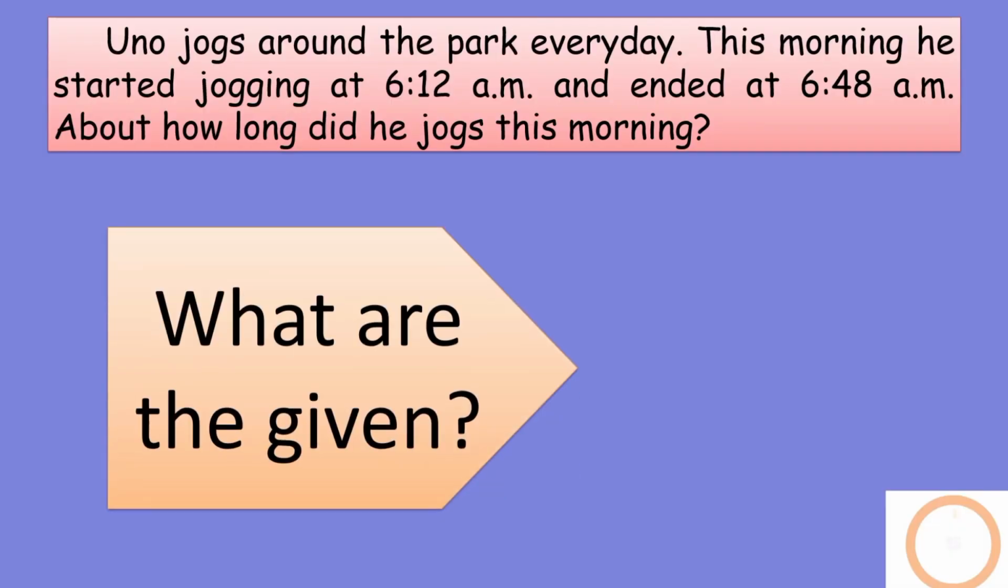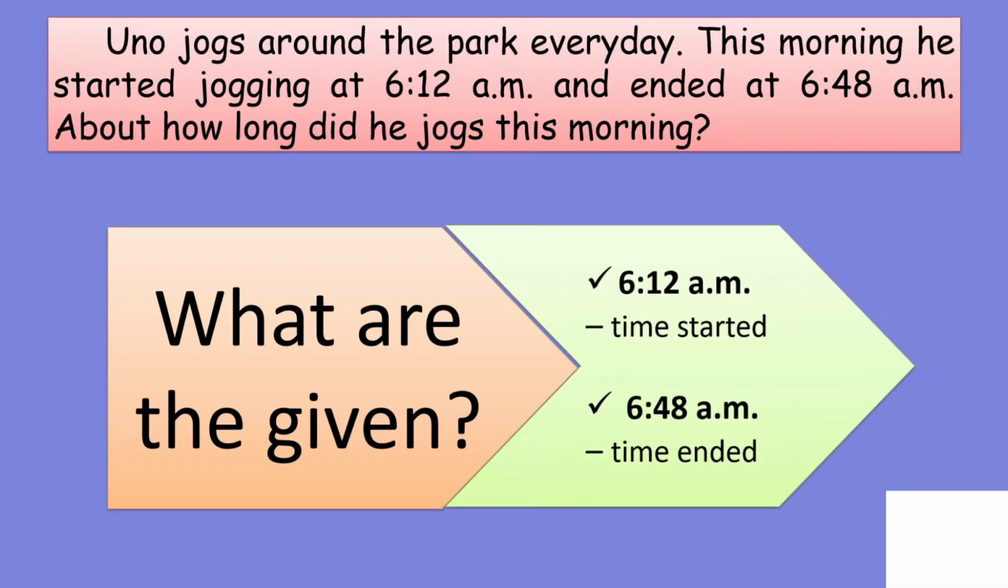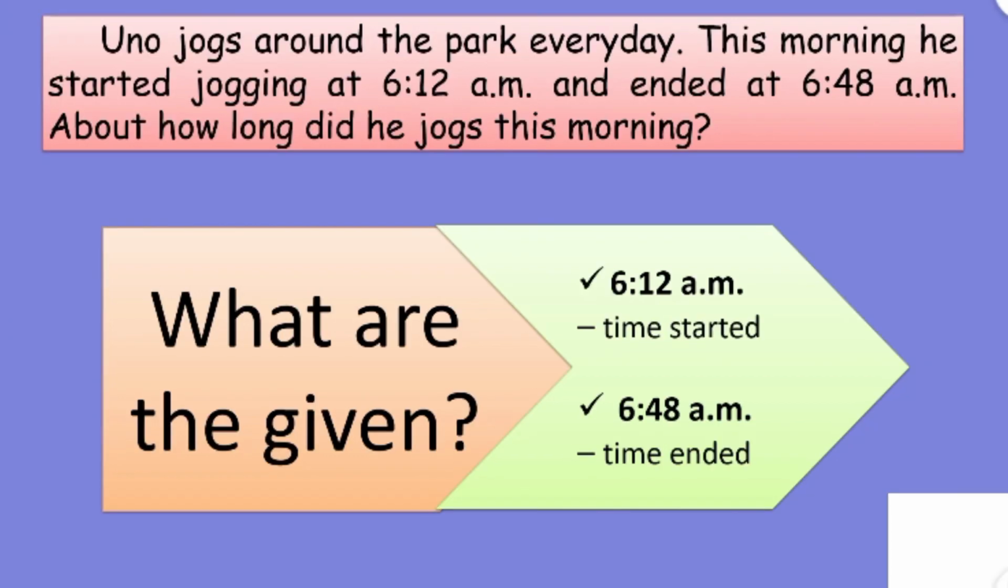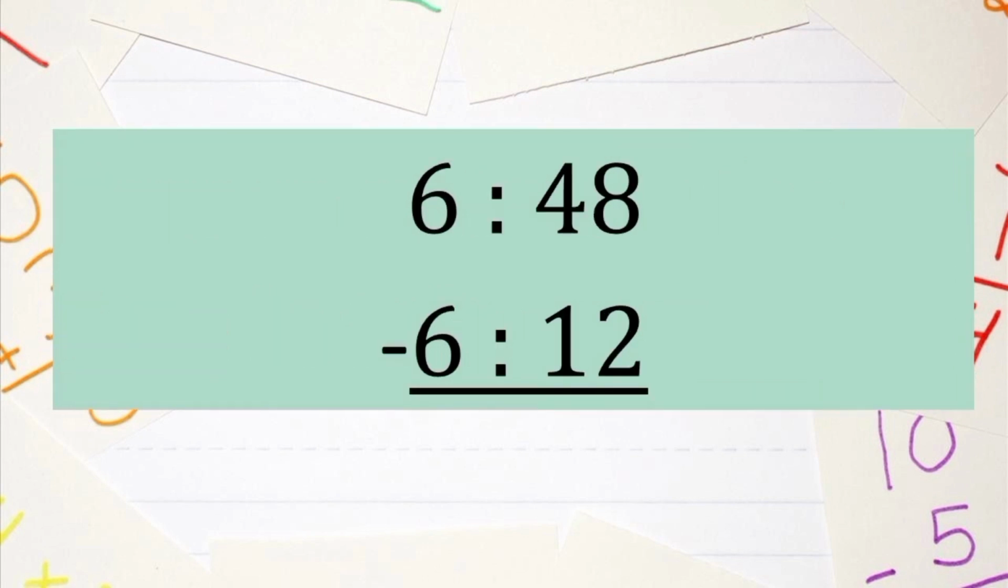What are the given facts? That's right. The given facts are 6:12 a.m. when Uno started jogging and 6:48 a.m. when Uno ended jogging. How to estimate the time in minutes? Let us write 6:48 minus 6:12. First, look at the minutes time. We have 48 minutes and 12 minutes.